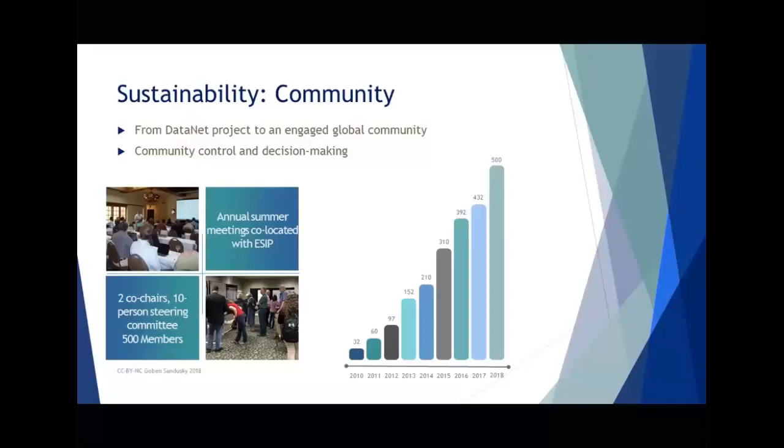Watch for news about the 2019 DataOne Users Group meeting, which will be held in conjunction with the Earth Sciences Information Partners meeting next summer. And if you're in the neighborhood, please consider attending and talking to us. There's never a registration fee for attending that meeting.